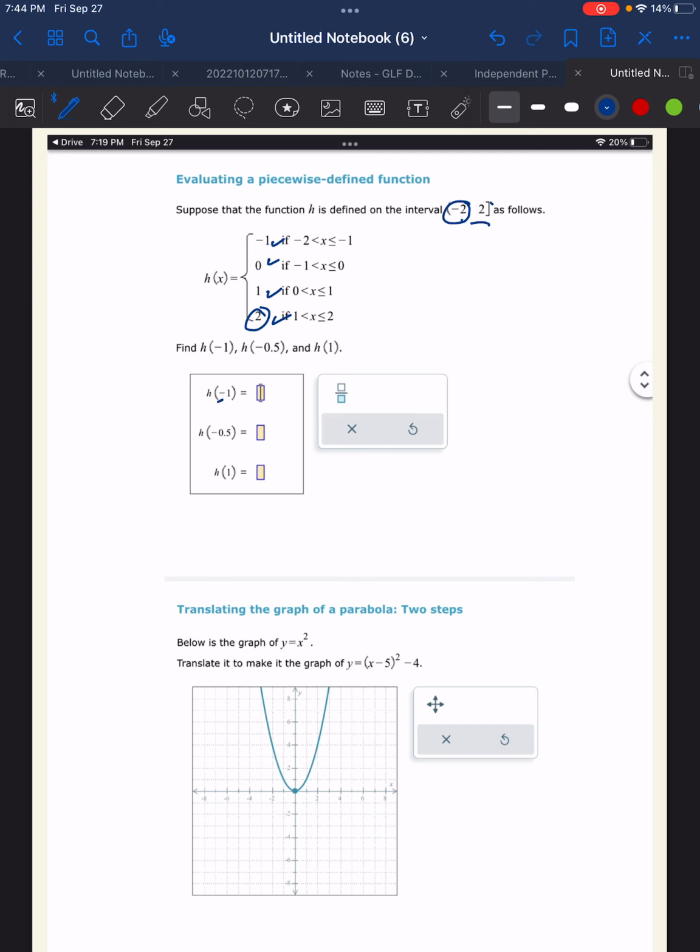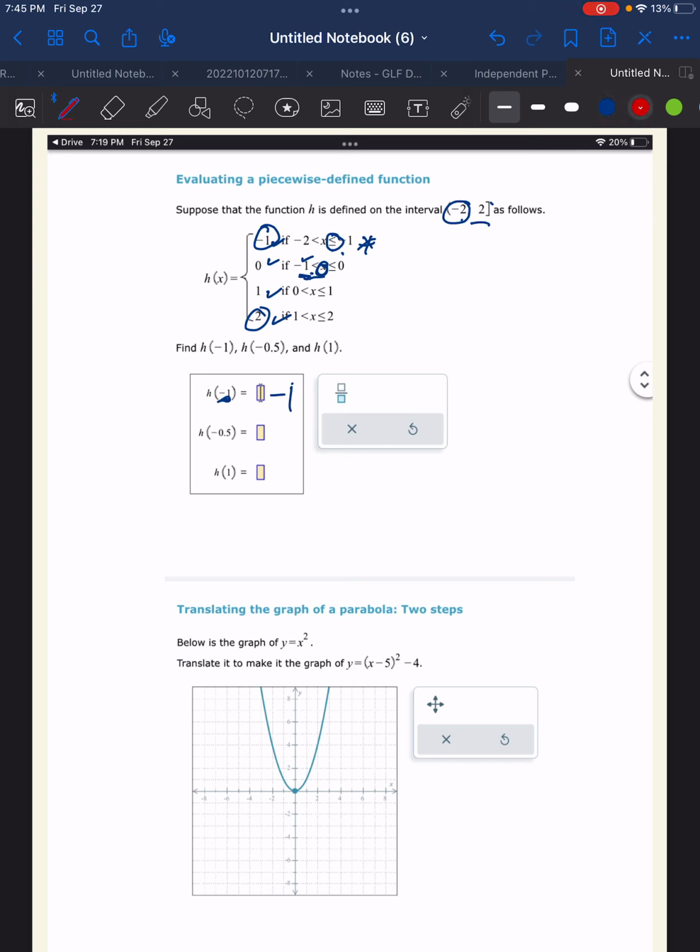So -1. Where is -1 in these intervals? -1 is within this interval because it's or equal to. Even though this is a -1 as well, this is saying all the values are greater than -1. Not or equal to. This one is or equal to. So my answer is -1 because that's the output.